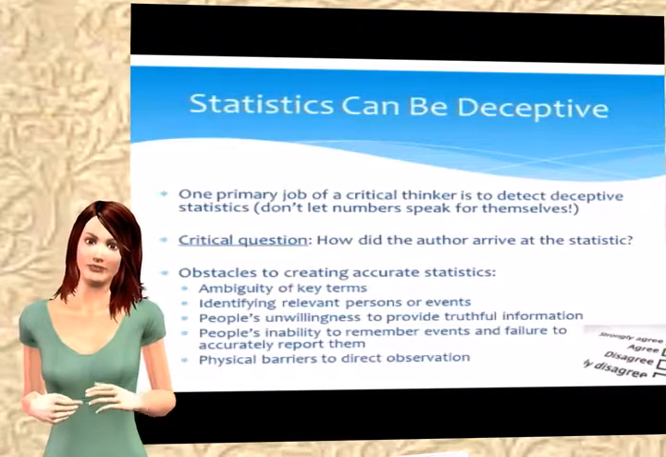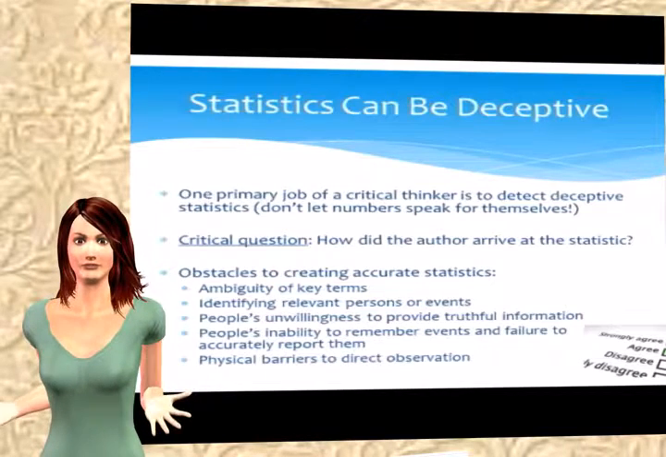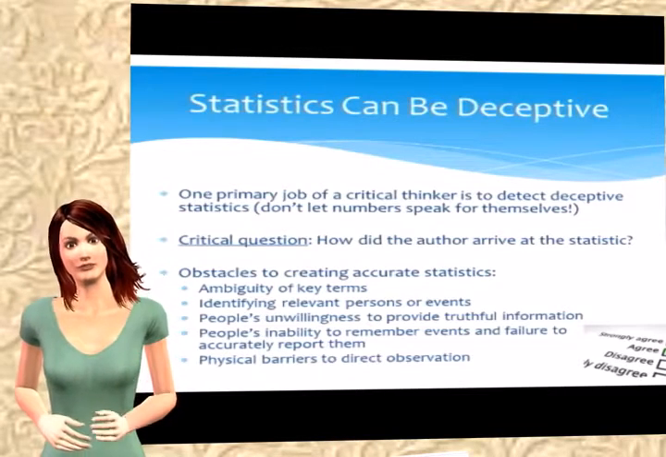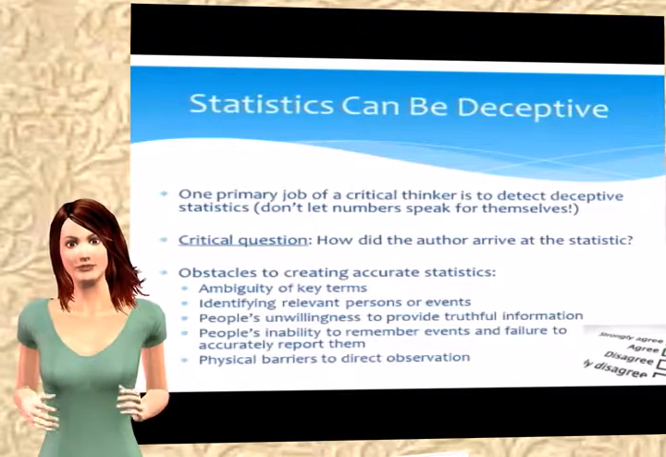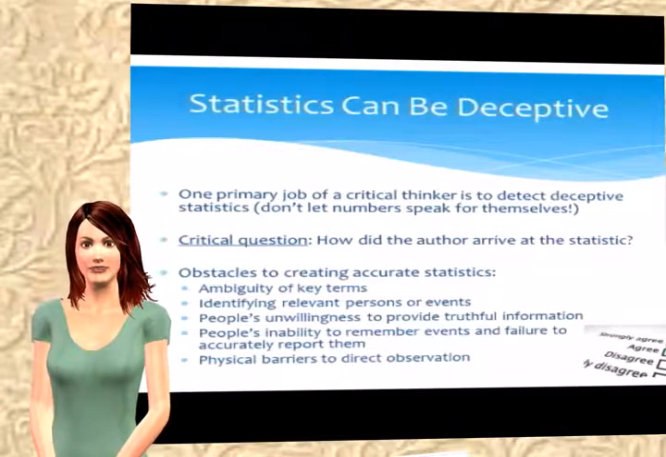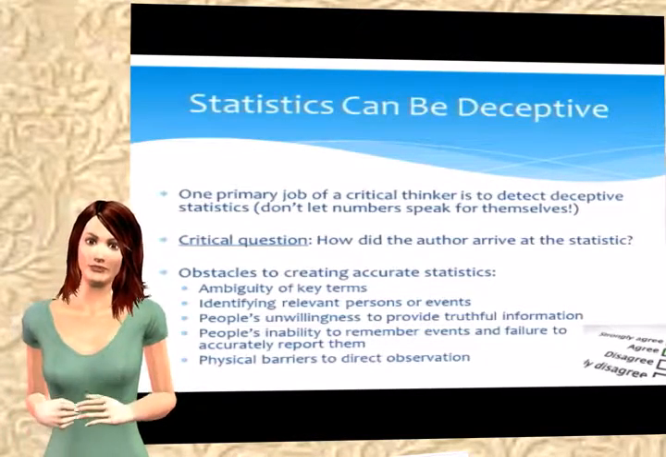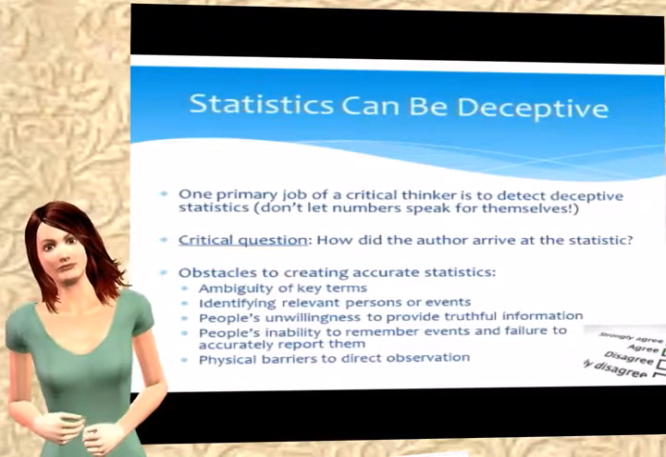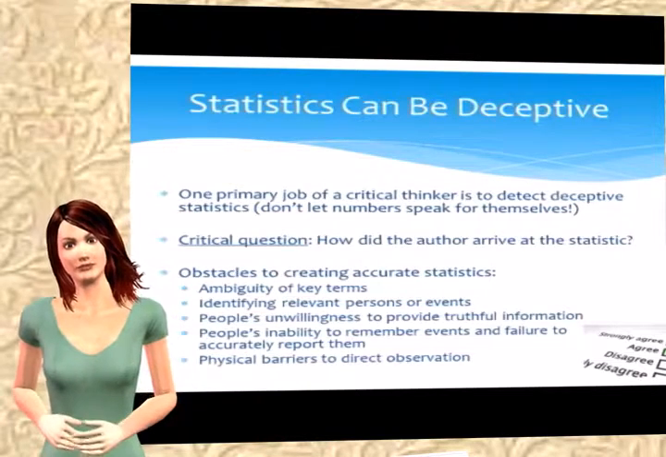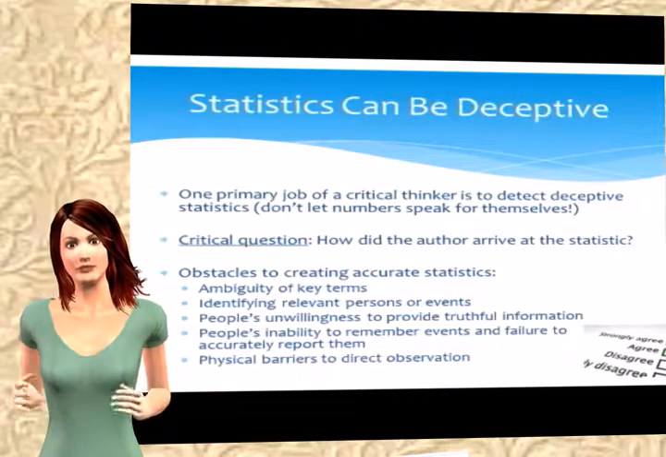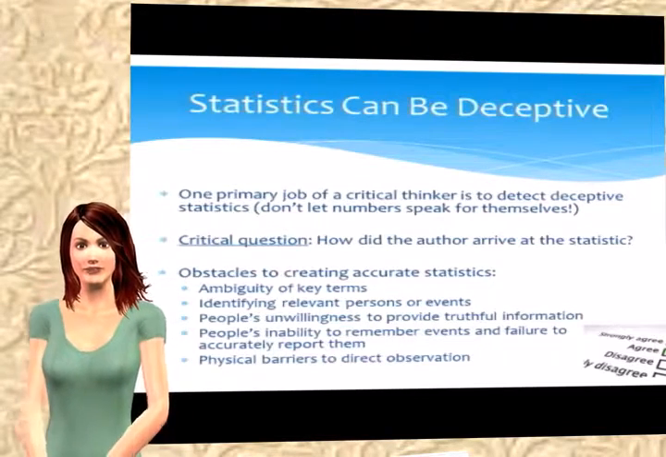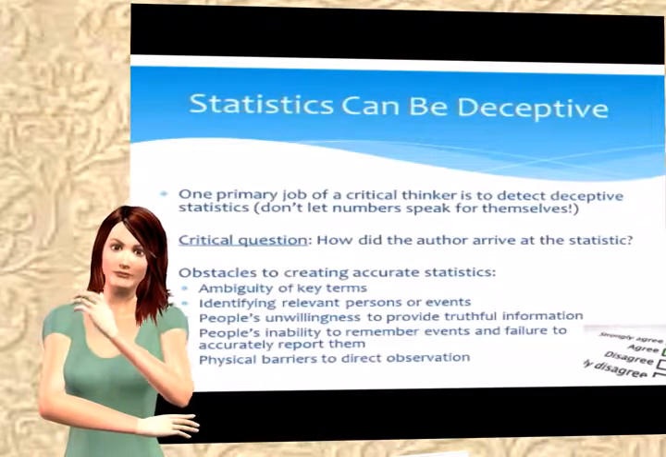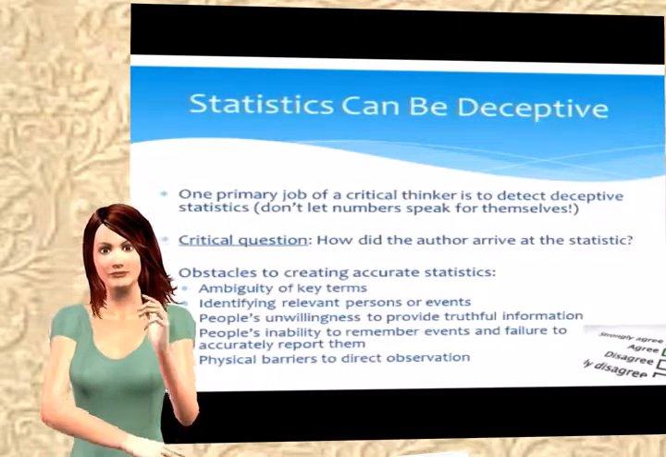People who create statistics often face obstacles in identifying relevant persons or events. Who do we survey? What kind of events do we observe? Sometimes people are unwilling to provide truthful information. This is probably not going to come as a shocker to you that not everyone accurately reports information on surveys. Sometimes people are very willing to be honest, but there's some difficulty in remembering events, what actually happened, and they can't accurately report them because their memory is faulty.